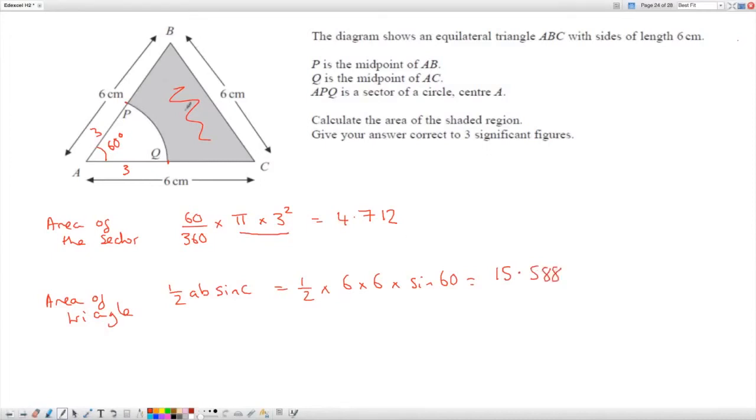We want to know the area of the shaded part. So last step, the full triangle, subtract the area of the sector, gives us the area of the shaded area, 10.876. To 3 significant figures, 1, 2, 3, draw the line. The next number is a big number, so the number in front rounds up to 10.9. Units, centimetres squared. So the area for the shaded part is 10.9 centimetres squared.